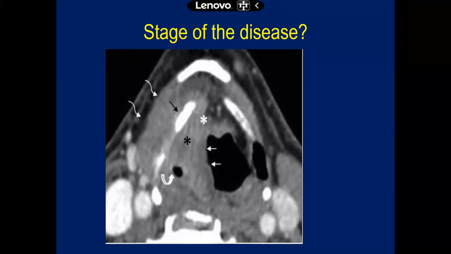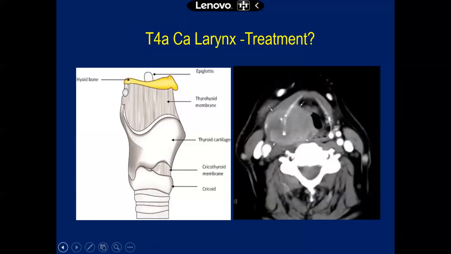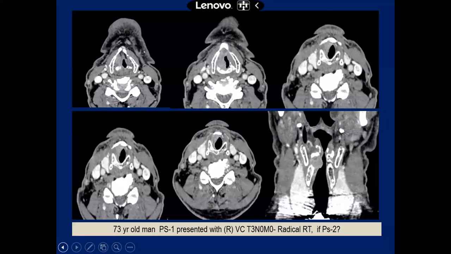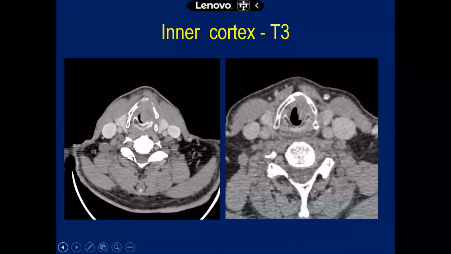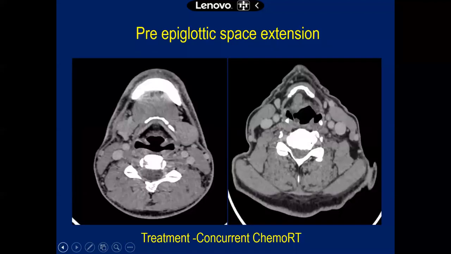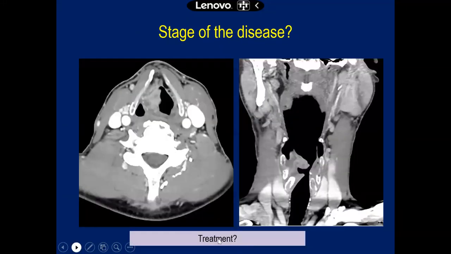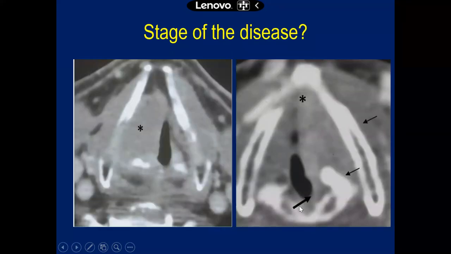Can you show the thyroid cartilage, cricoid and arytenoid in the CT scan? Okay, yes, that I will show. So this is the arytenoid. That's not very clear. This is the cricoid. This is the arytenoid. This is the cricoid. Once you see this, then you are at the level of the glottis. Okay.